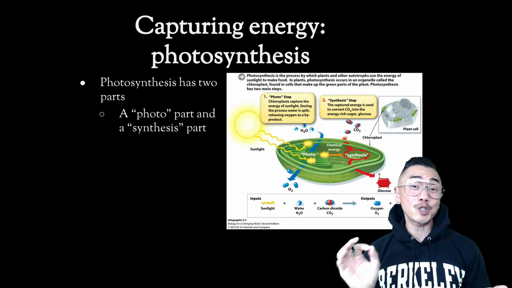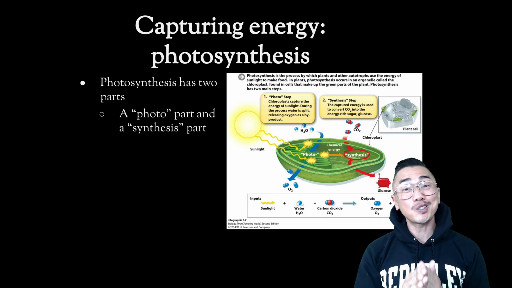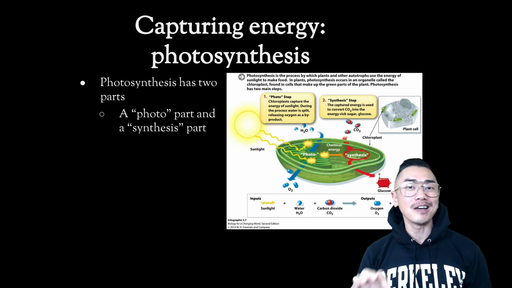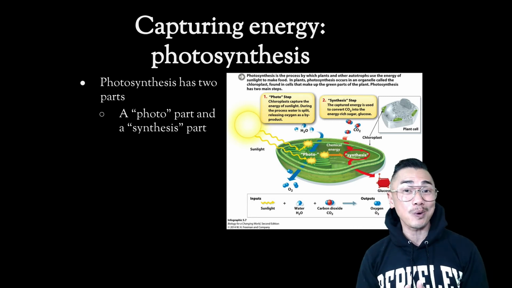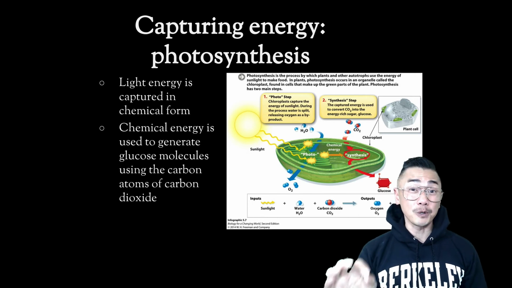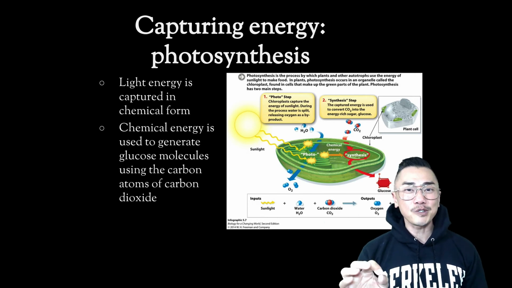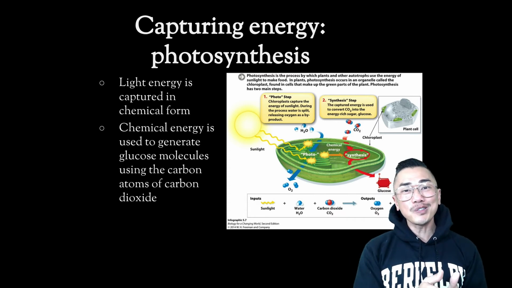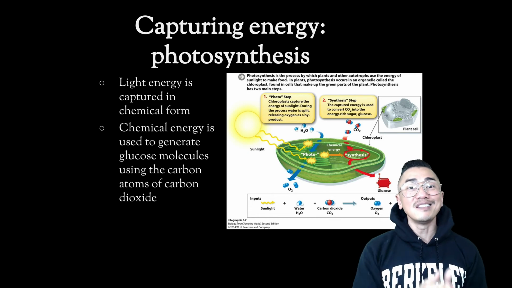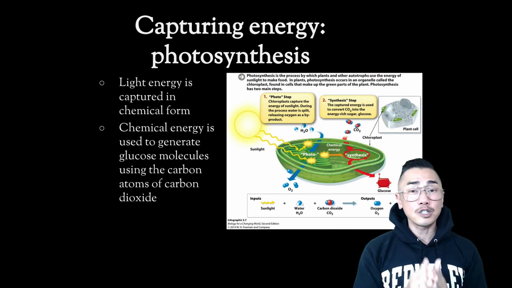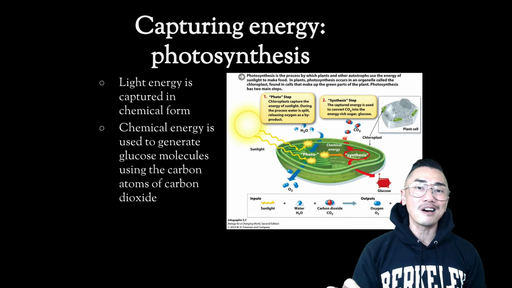The easiest way to start thinking about photosynthesis is to break the word down into its two halves. Photosynthesis has a photo part and a synthesis part. Photo means light, and in the photo part of photosynthesis, light energy from the sun is captured and stored in chemical form. To synthesize means to create, and in the synthesis part of photosynthesis, chemical energy is used to generate molecules of glucose using carbon atoms from carbon dioxide.